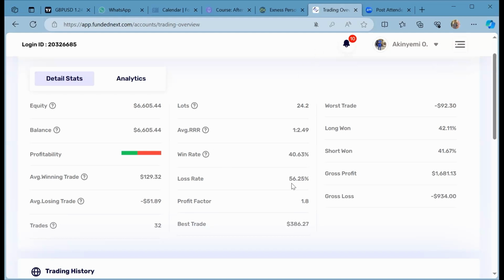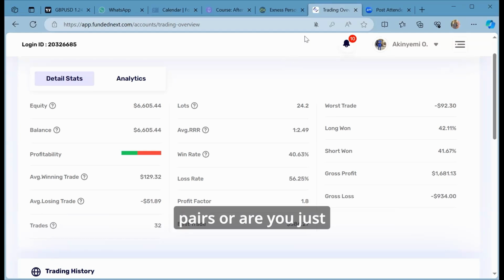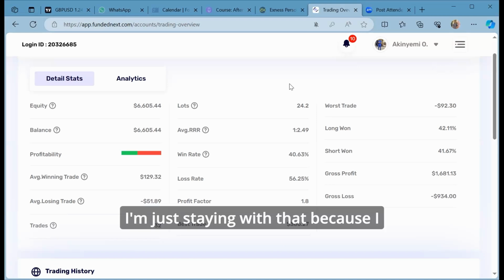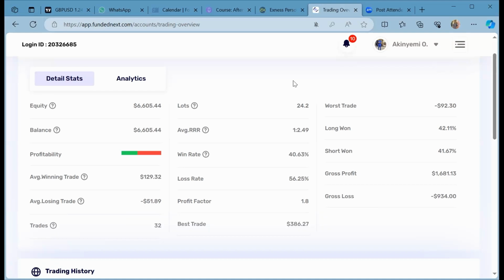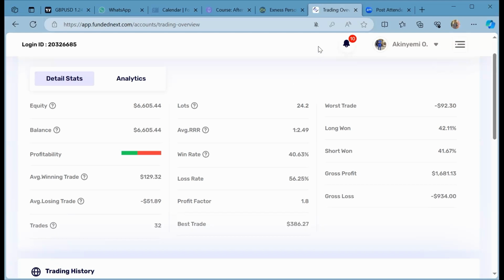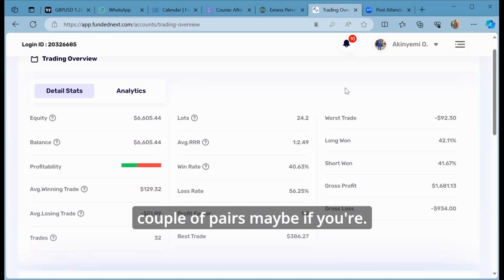Are you looking to trade any other pairs, or are you just going to stick with cable and euro? I'm just staying with those two, because based on my backtest, they actually work with my strategy, and I'm cool with it. Okay, makes sense. It's always best to focus on a couple of pairs.